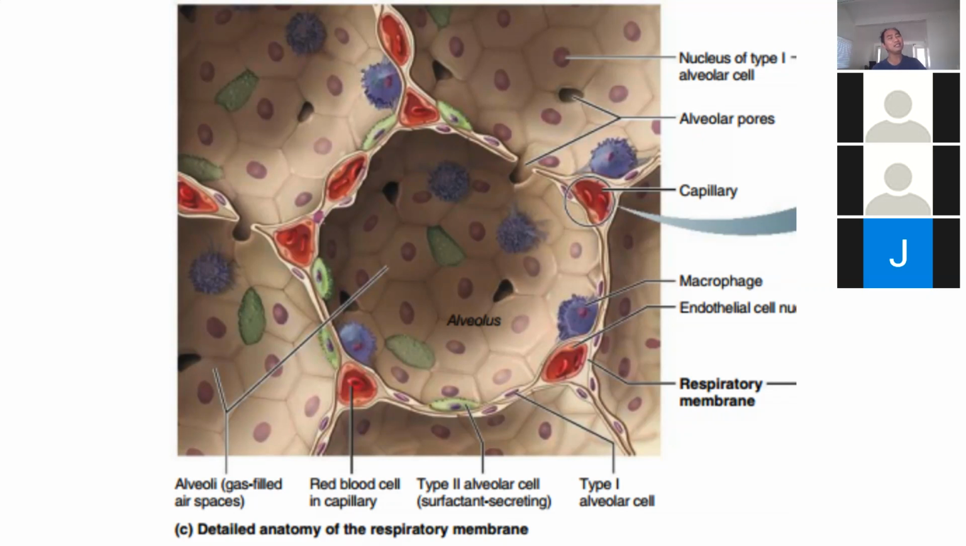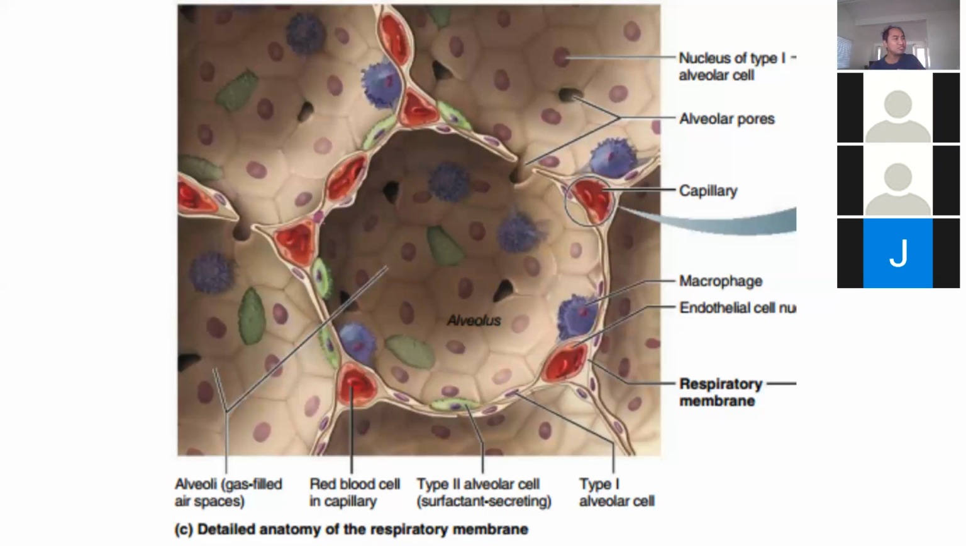Of course, in the respiratory tract, we will not say simple squamous epithelium. We will say alveolar cell, because it is inside the alveoli. So this is the type 1 alveolar cell. Type 1 alveolar cell is nothing more than the simple squamous epithelium, thin and flimsy. Then we have the type 2 alveolar cell, which is a little bit thicker and sometimes cuboidal epithelium.